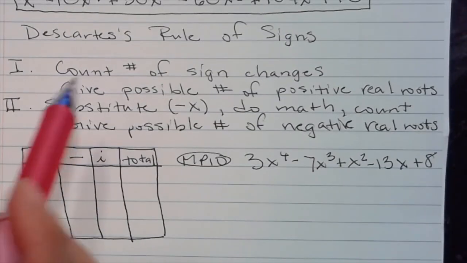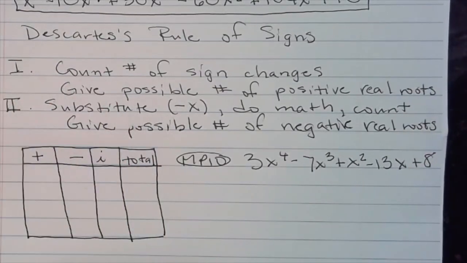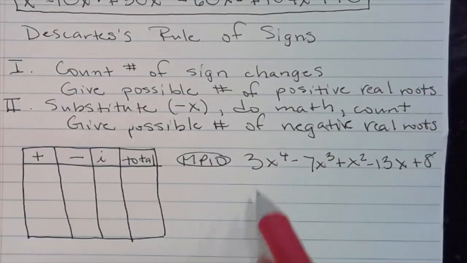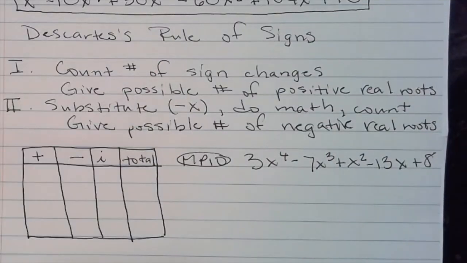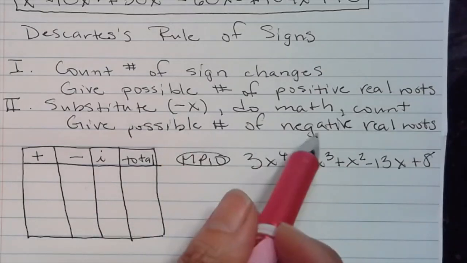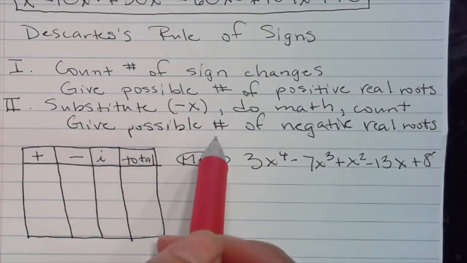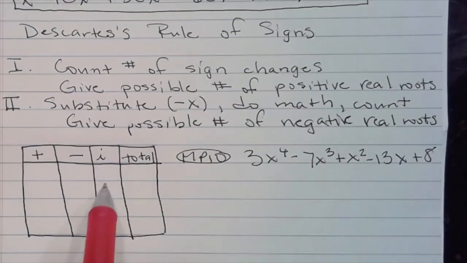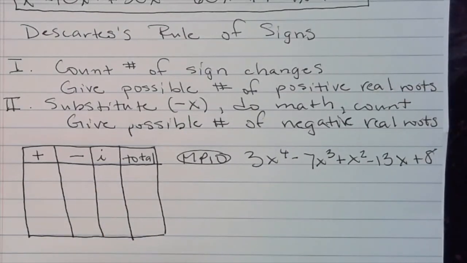So first we're going to take a look at the polynomial. We're going to count the number of sign changes, and what I mean by that is positive to negative, negative to positive, right? We're going to count that. That gives you the possible number of positive real roots. Then, instead of x, we're going to substitute negative x. We're going to do the math, then count the number of changes again. And that gives you the possible number of negative roots. And then from there, we can also figure out the possible number of imaginary roots, knowing the total. So, here we go.